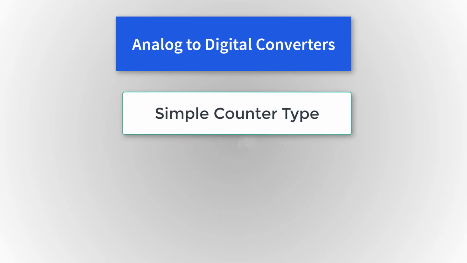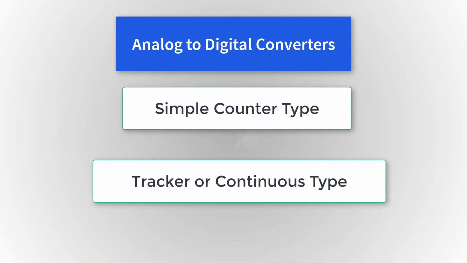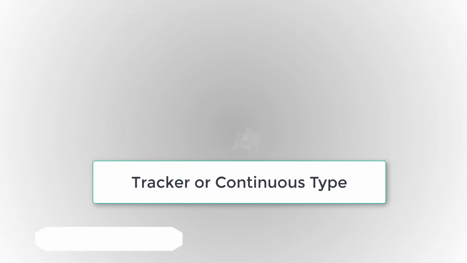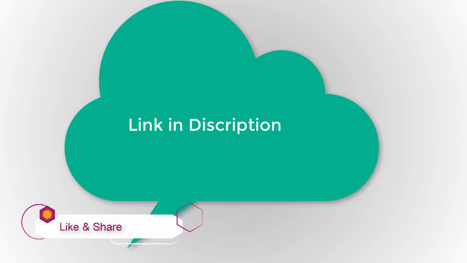Until now, we have done two types of analog to digital converters, simple counter type and tracker or continuous type analog to digital converters. There is also a short revision video for these converters. Please see it for a brief overview. In this video, we will talk about flash type analog to digital converters, also known as simultaneous ADCs.